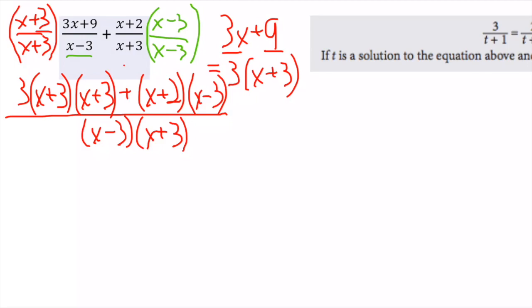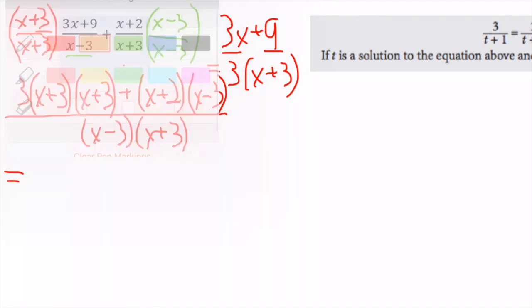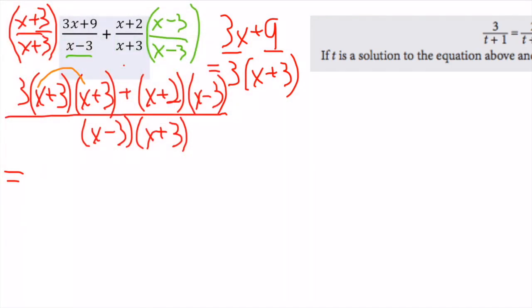Okay, so now it becomes a matter of expanding and simplifying. When I get to this step, now what I want to do is expand the top part of it, and I'll do that again by multiplying my polynomials together. This x has to act on both of those, and the 3 has to act on both of these.